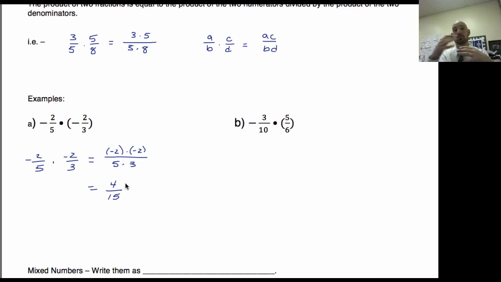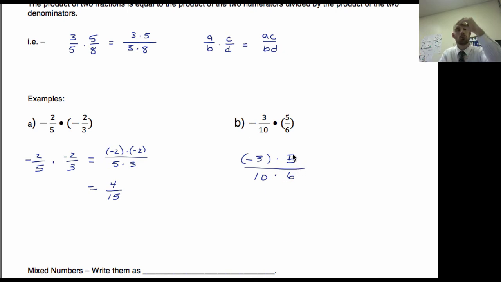Much simpler than adding fractions. I don't have to have a common denominator. Just multiply the tops, multiply the bottoms. Same thing over here. -3 times 5 over 10 times 6.